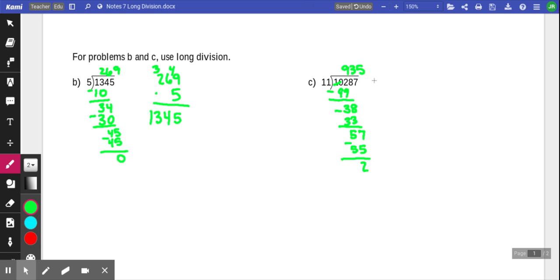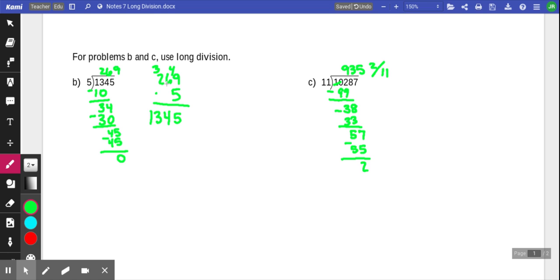So if we wanted to go into the decimals, we could, or what we could do here, this is our remainder, we could write our remainder as a fraction, and this is going to be the mixed number of 935 and 2/11. All right, so here's the integer number, here's the fraction part. We take the remainder, write it over what we were dividing by, and this would give us our answer.